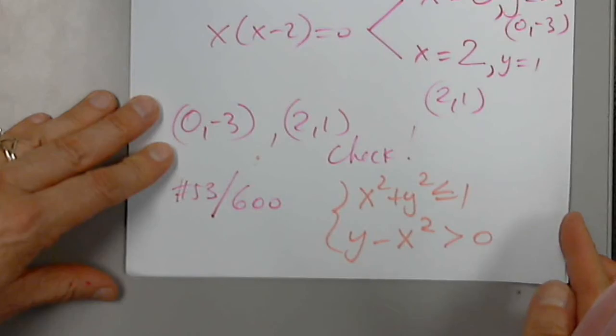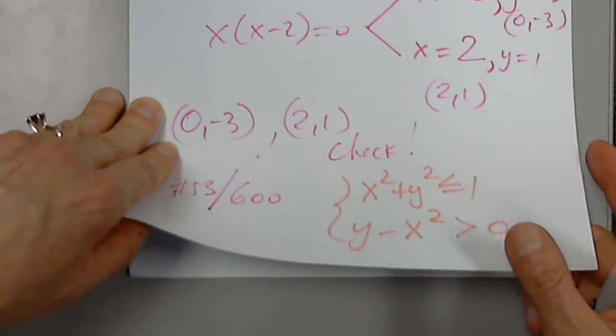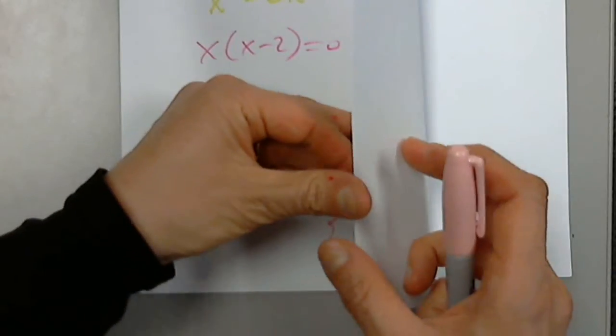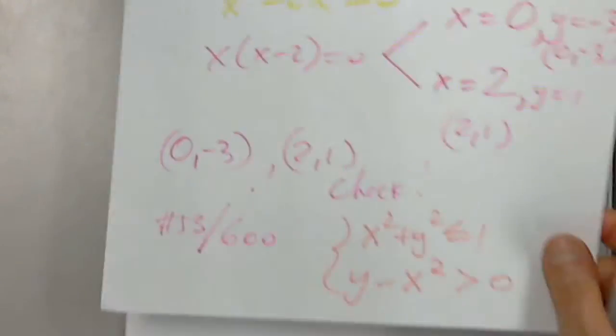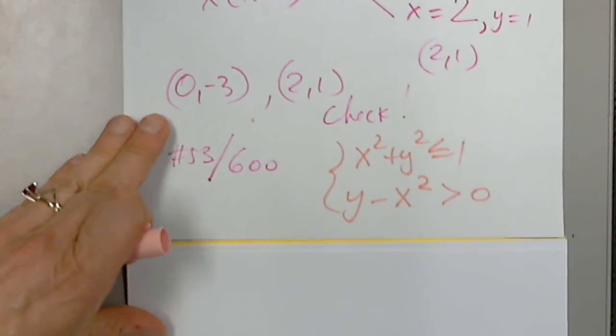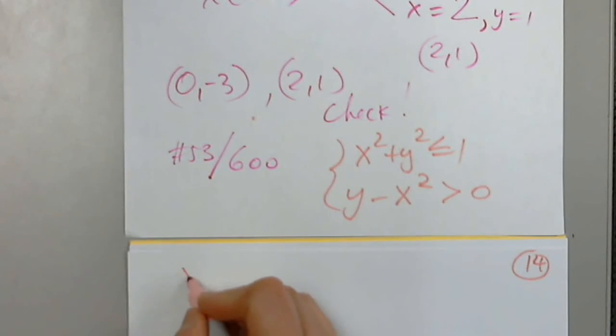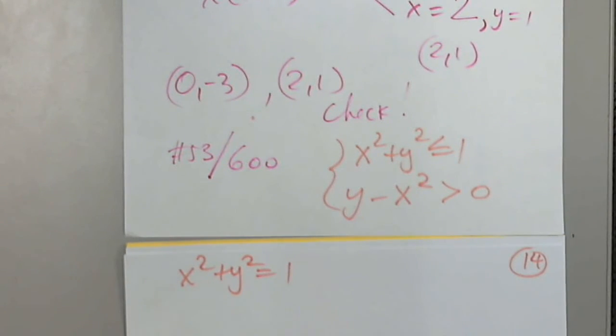So this is a system of two nonlinear inequalities, two variables. Okay. I start by writing the first equation. I'm not changing the inequality into an equation, but I need to write the equation so I can graph it. Good. What type of equation is this? Say it again. It's a circle. Very good.